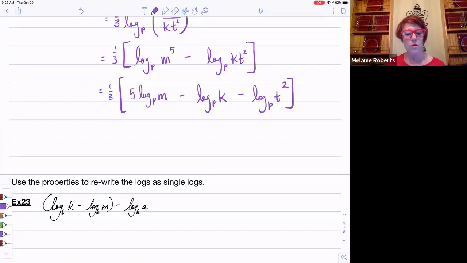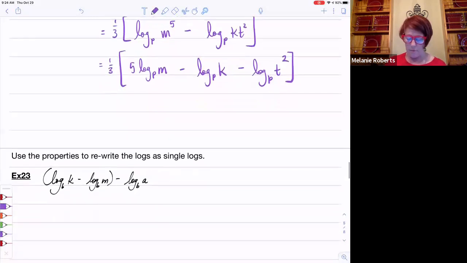I'm almost finished. There's 2 more things that I need to do. One thing that I want to do is take care of my power, so we'll pass it to the front of this. And the other thing that I want to do is take my 1/3 and pass it to all 3 pieces. So I'm going to do both of those at the same time.